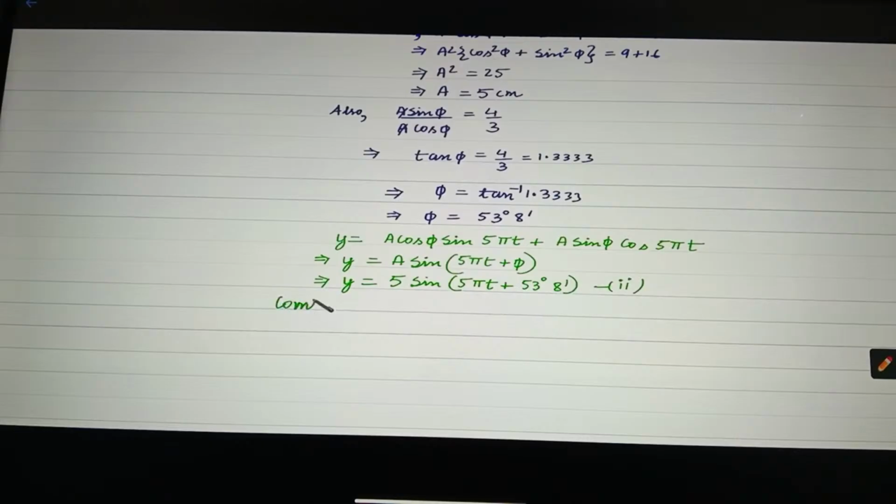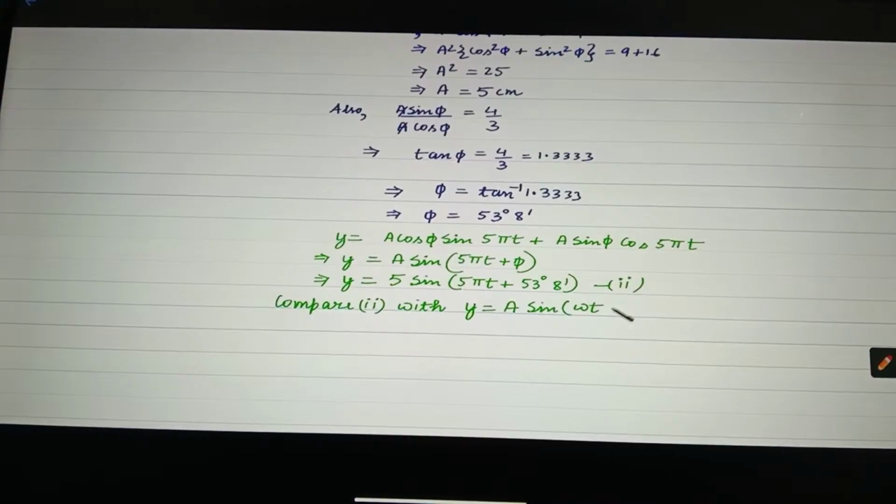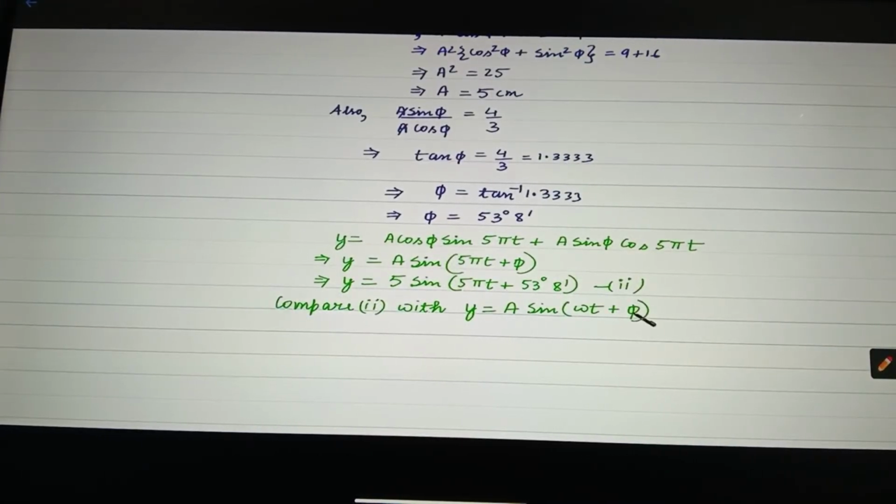Now we will compare equation second with y is equal to A sine (omega t plus phi). On comparison, we can see that A, the amplitude, is 5. Therefore, amplitude is equal to 5 centimeters.